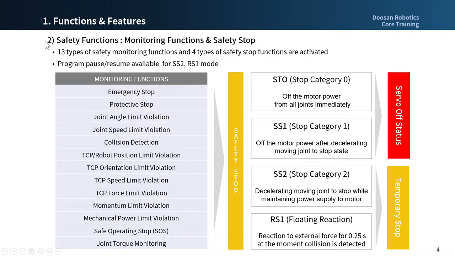Among safety functions, we'll look at safety monitoring and safety stop functions. A total of 13 types of safety monitoring features keep the robot safe. And 4 types of safety stop functions are applied when abnormal symptoms are detected. The user monitors the status of the robot with 13 types of safety monitoring functions, and can select and apply 4 safety stop functions according to each situation.